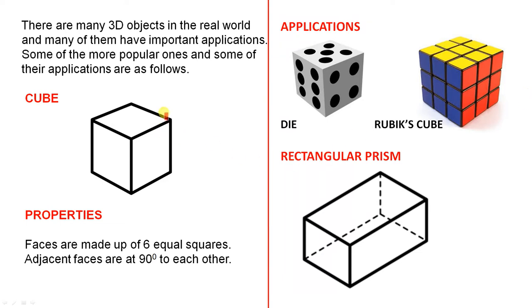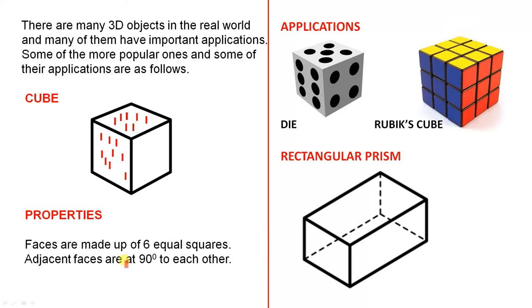This is a cube. It's very popular in the real world, and I think we've all seen it at some stage or another. The properties: the faces are made up of 6 equal squares. For example, there's the top face there, see? That's one square. Here's the side face here, and altogether there are 6 of them.